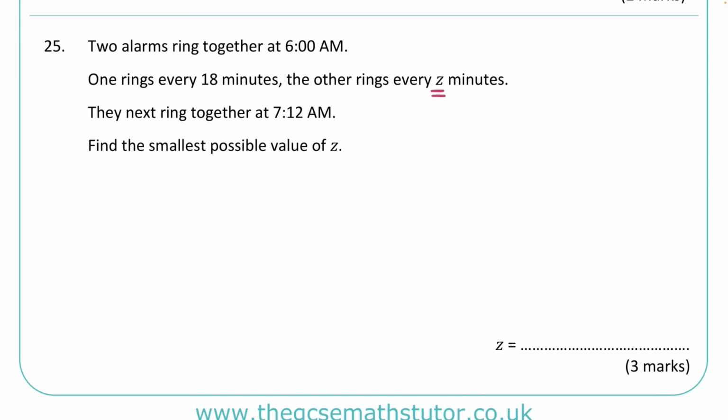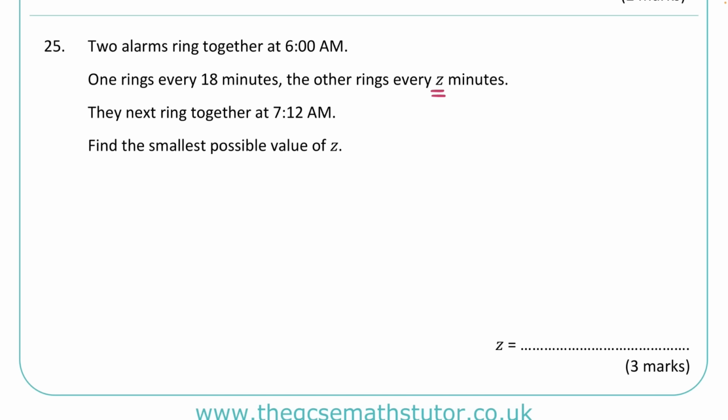So we're trying to find out exactly when they next ring, which is at 7:12, but we want to know exactly how many minutes the other one must have done if that's the next time they ring together. So for example, if the other one rang every 2 minutes, well, they might not ring again at 7:12 because 2 at 18, you would expect them to ring at 18 minutes later, which would be 6:18. So we need to find out what this number is going to be.